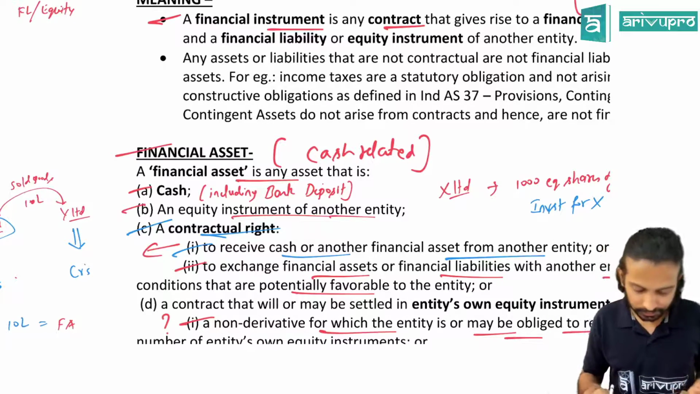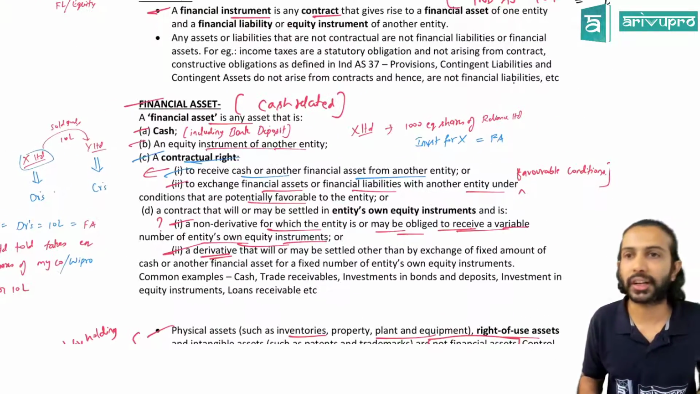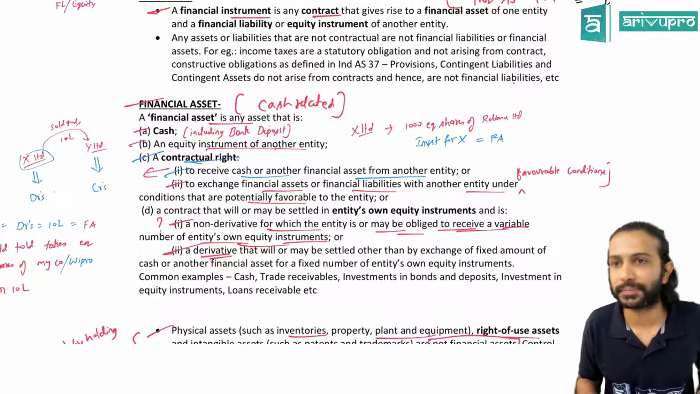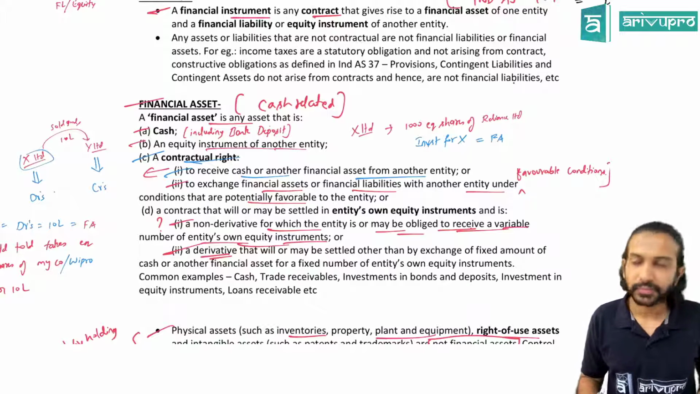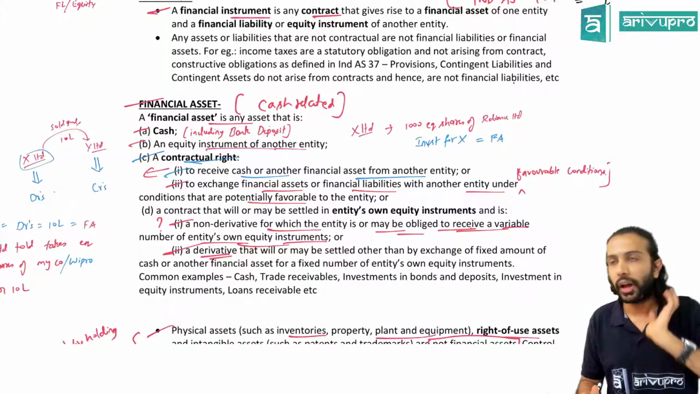Okay, fair enough. ESOP and all, we'll cover. The ESOP and all will not be covered here because we have a separate standard, Ind AS 102, share-based payment. Because it says contractual right to receive cash or financial asset, and that can be equity also. Correct. Which one? So, no.